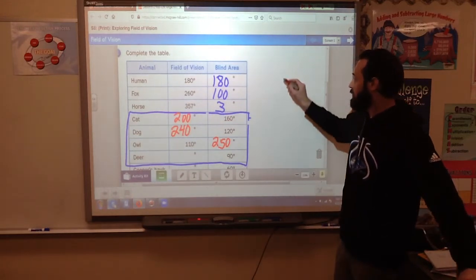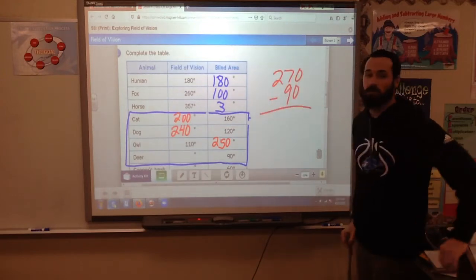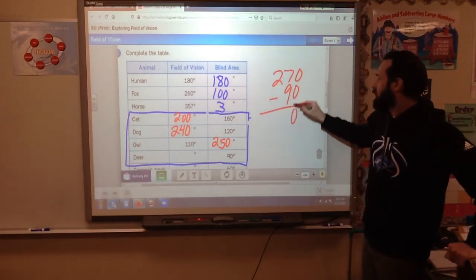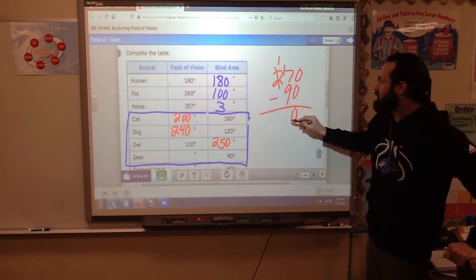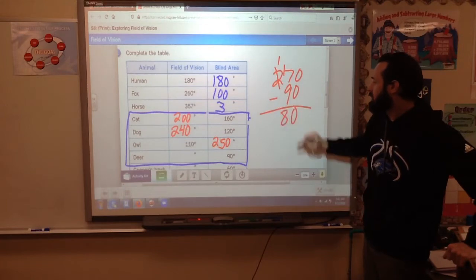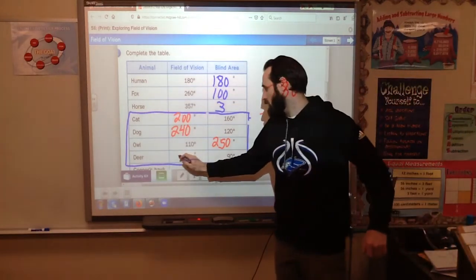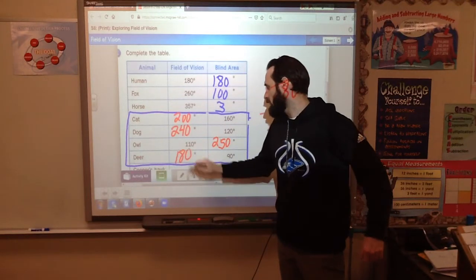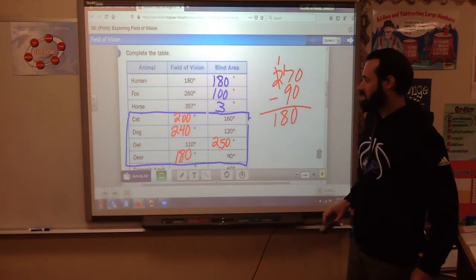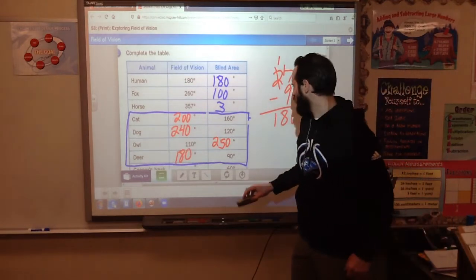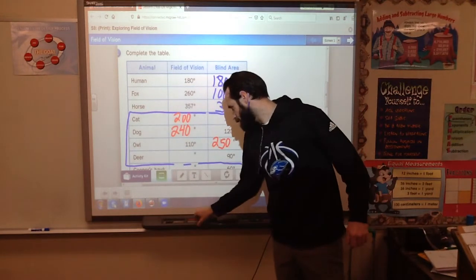Deer, 270 minus 90. Finally, you have to regroup. 0 minus 0 is 0. Cross out the 2, make it a 1. This becomes 17. 17 minus 9 is 8. And 1 minus 0 is 1. So a deer can see 180 degrees. And that would make sense. I didn't do that right. Oh, what am I doing? I'm sorry. That's a terrible mistake on my part.